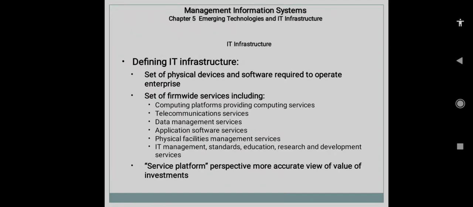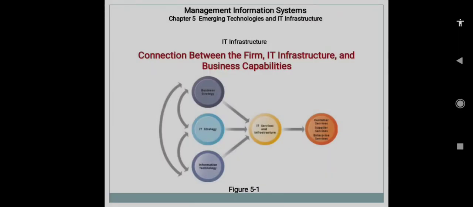For example, a new PC might save an employee 1 hour per day in wait time for information, dramatically increasing its value to the firm. The services a firm is capable of providing to its customers, suppliers, and employees are a direct function of its IT infrastructure. Ideally, this infrastructure should support the firm's business and information systems strategy. New information technologies have a powerful impact on business and IT strategies as well as the services that can be provided to customers.